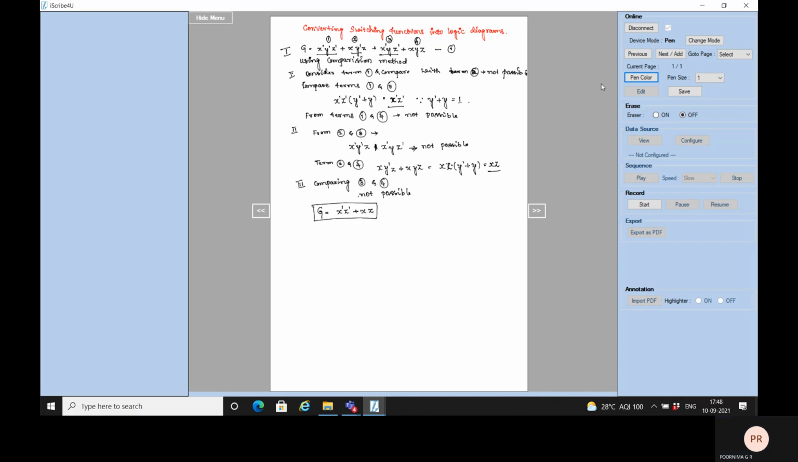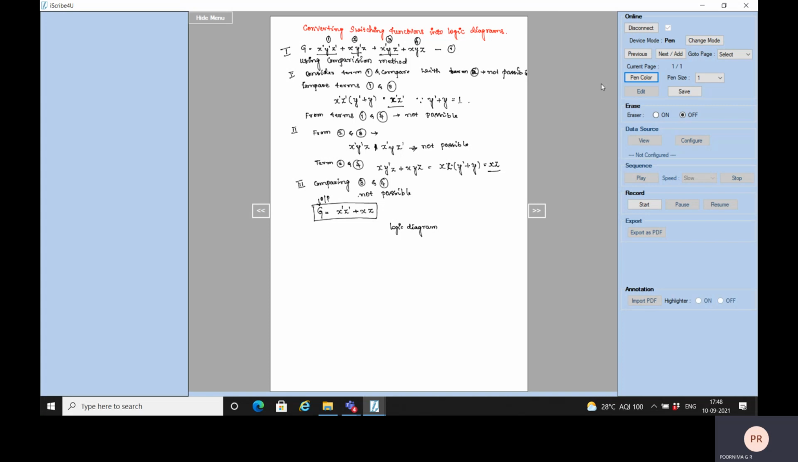For this final result, we need to construct the logic diagram. So as we already know, the logic diagram is a diagram which will be represented through the combination of the logic gates. So when you look at here, G is an output, and this output is due to the two product terms. One product term is x bar z bar and the other product term is x z.